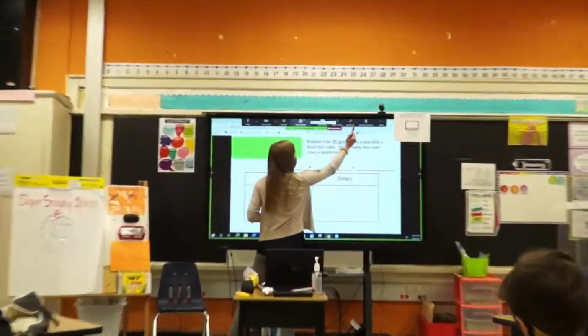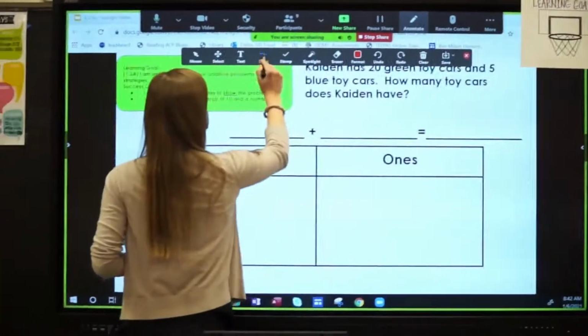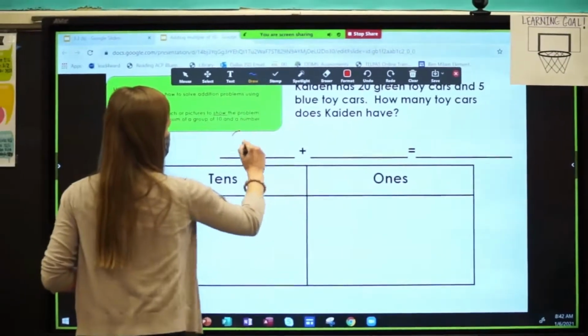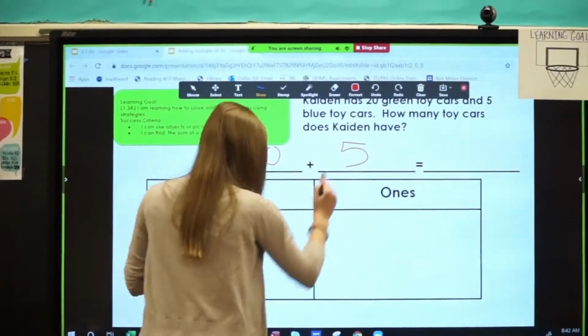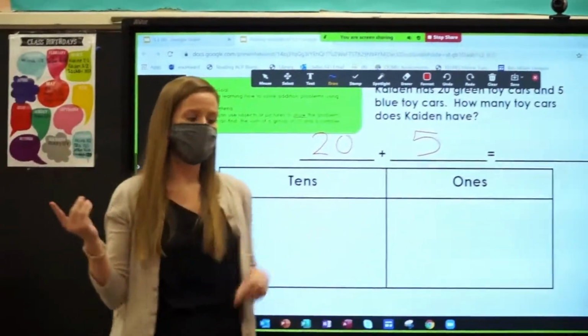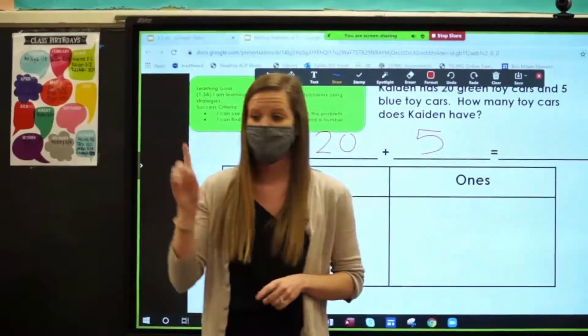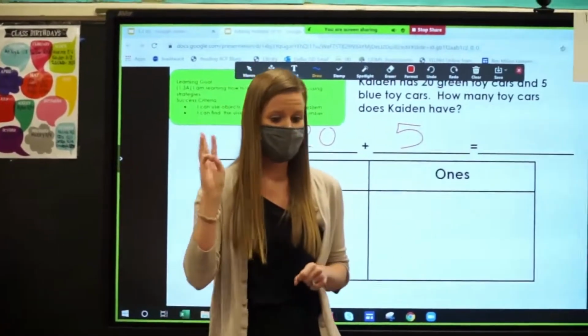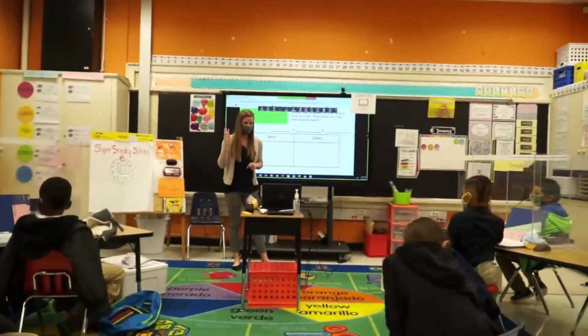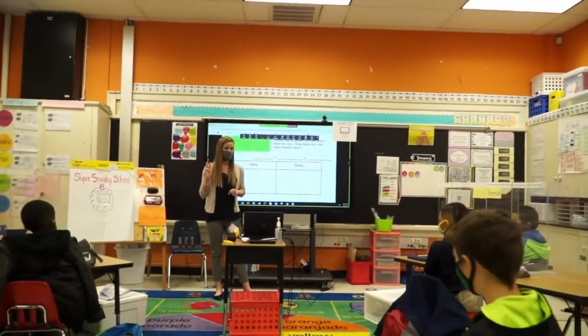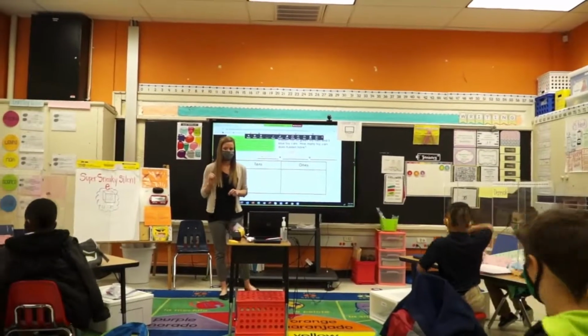Now, my first step in my success criteria is I can use objects or pictures to show the problem. So we know that we have 20 plus 5. We need to choose objects or pictures to show the problem. When I say go, level 0, show the problem using objects or pictures. Ready? Go.